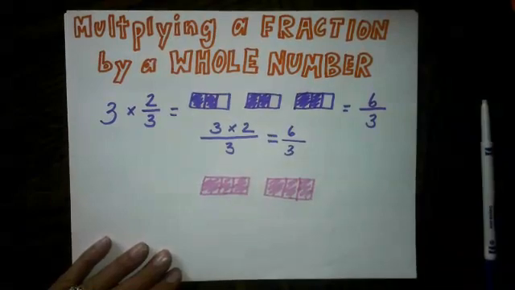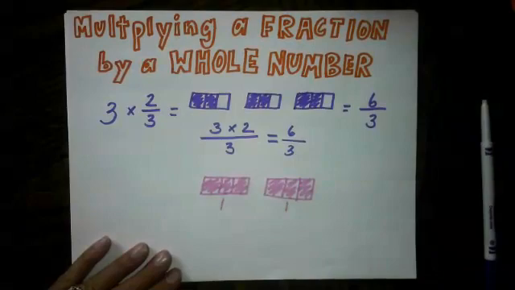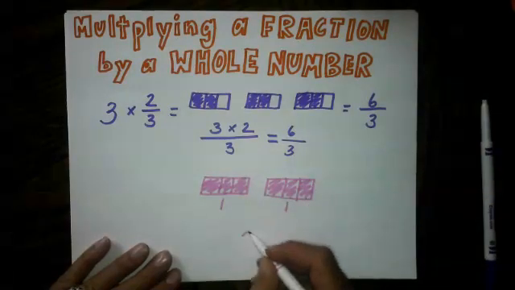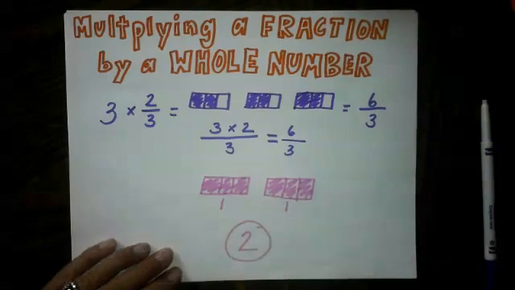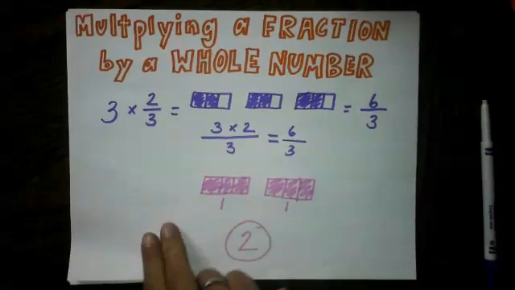Oh, I don't need to draw another picture. And I have 1, 2 wholes. So if I convert 6/3 to a mixed number, it ends up just being the whole number 2. And that is my answer. All right, let's try another one.